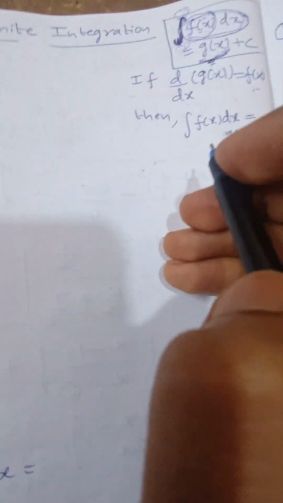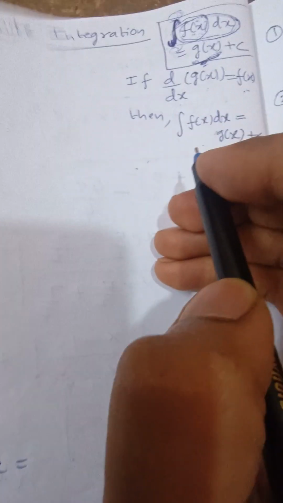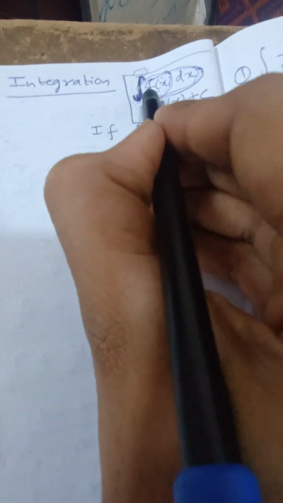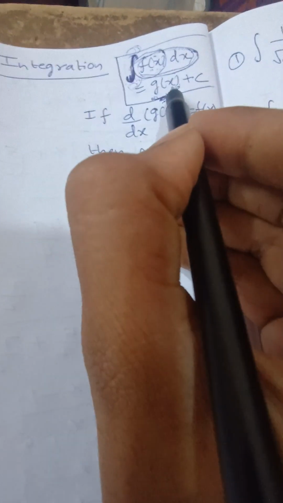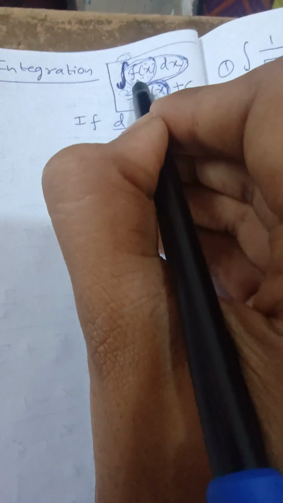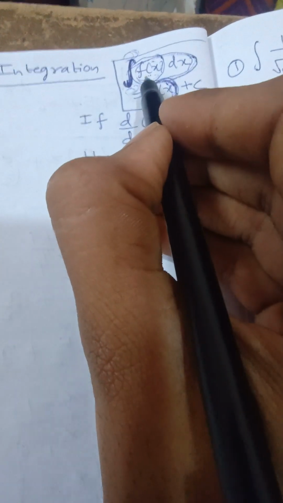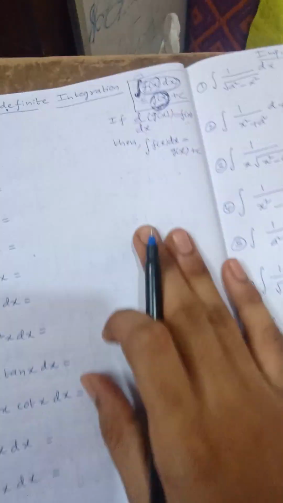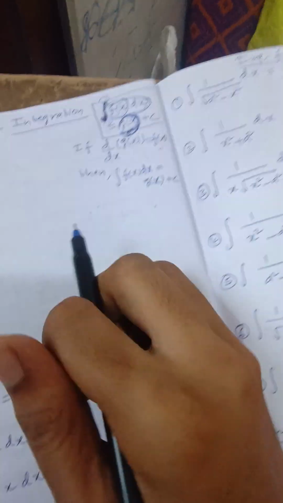So the process of finding the functions whose derivative is given is called anti-differentiation. The process of finding the function g of x whose derivative is f of x is known as antiderivative. Here g of x is the antiderivative because the derivative is given in the question. We are asked to find the function whose derivative is f of x. So g of x is called the antiderivative of function f of x.